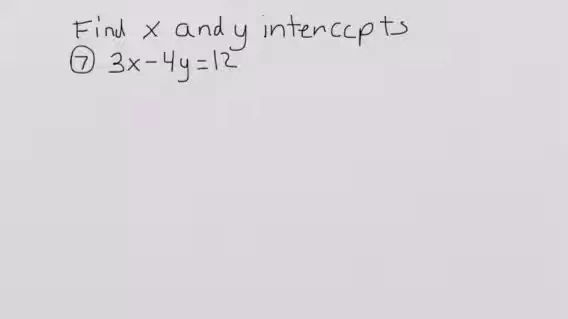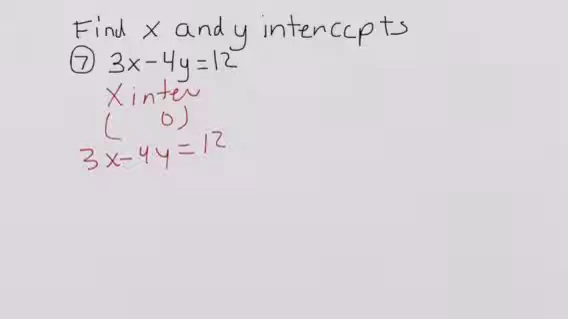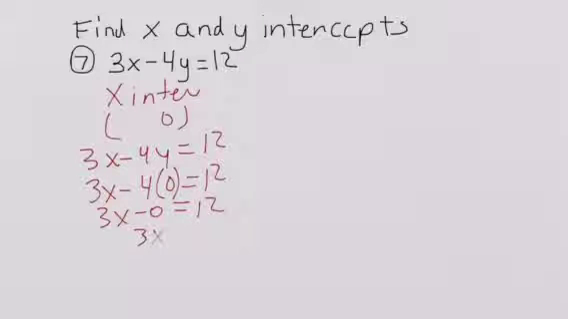Now we're going to find x and y intercepts. The x-intercept, we know that y is 0. So we're going to do 3x minus 4y is equal to 12. We're going to put the 0 in for y. So 3x minus 4 times 0 is equal to 12. 3x minus 0 is equal to 12. So 3x is equal to 12. Divide by 3, divide by 3. x is equal to 4. So our x-intercept is 4, 0.